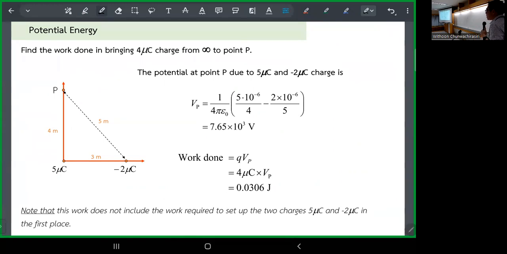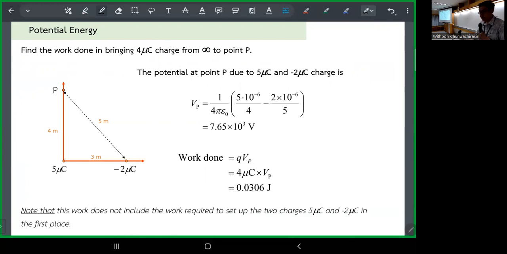So now I have a more complicated system. I have 5 microcoulomb on the left, negative 2 microcoulomb on the right, and I want to bring in a third charge, 4 microcoulomb, from so far away, infinity, to point P. How much energy do I need?